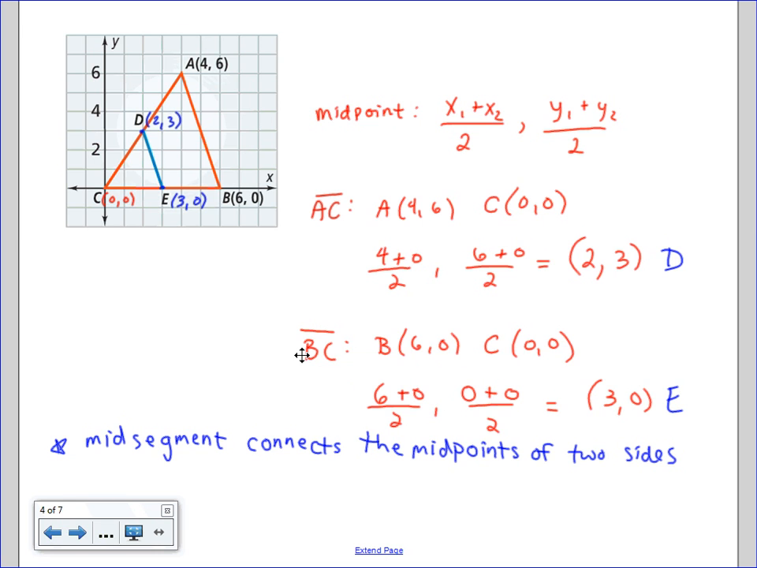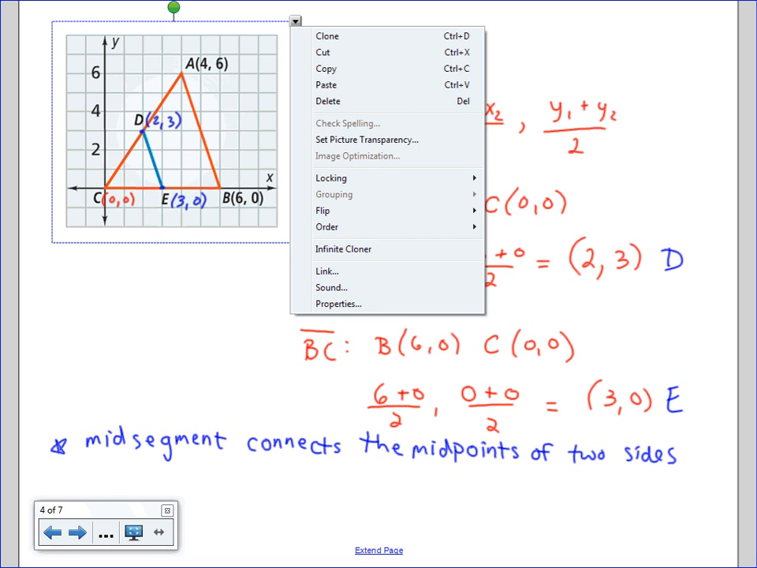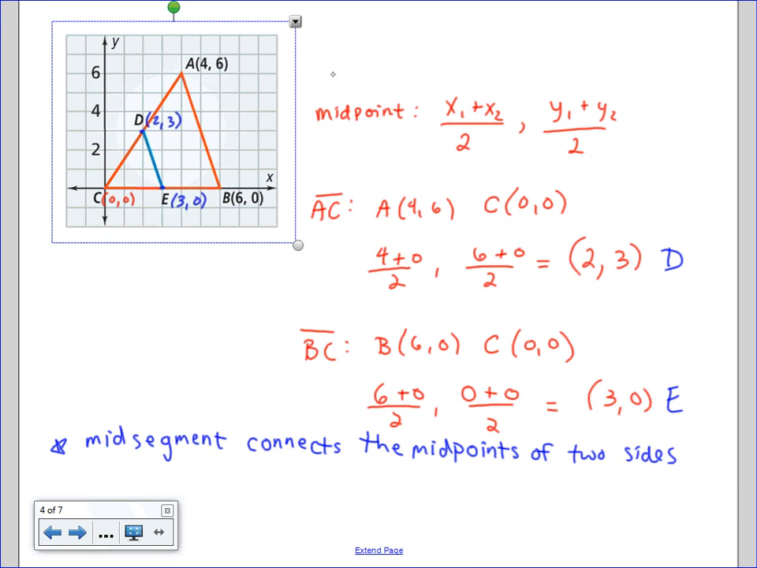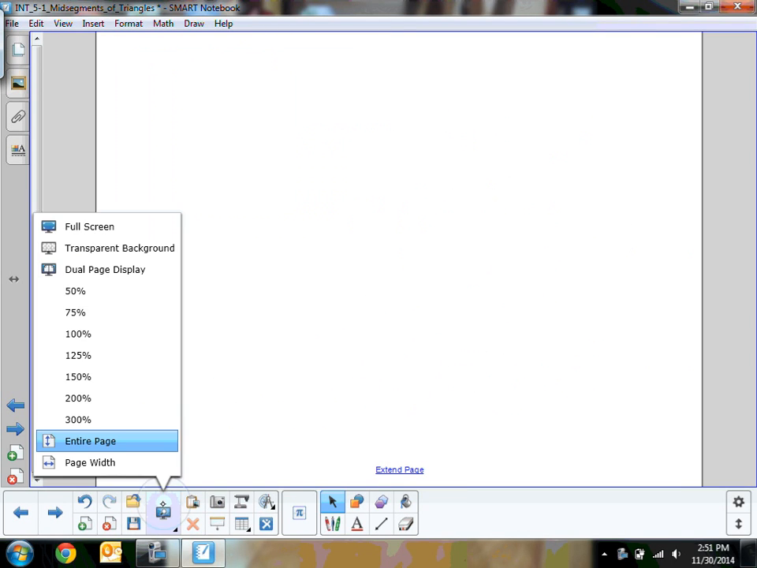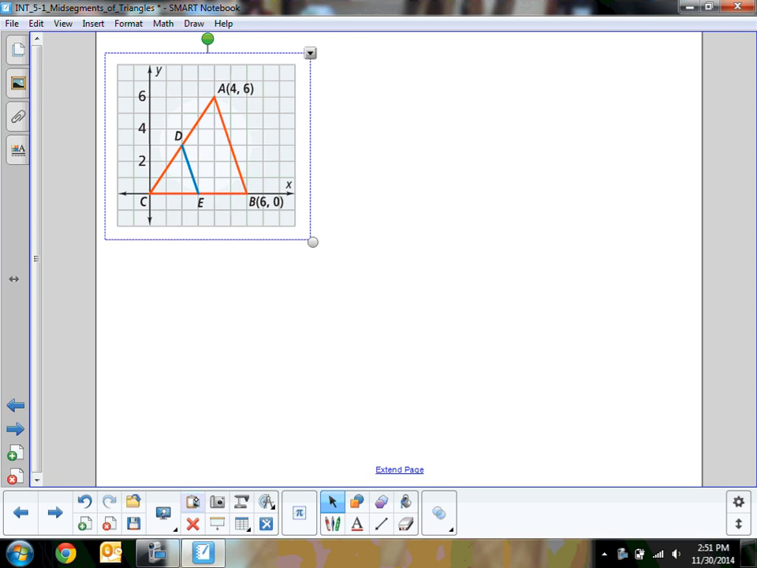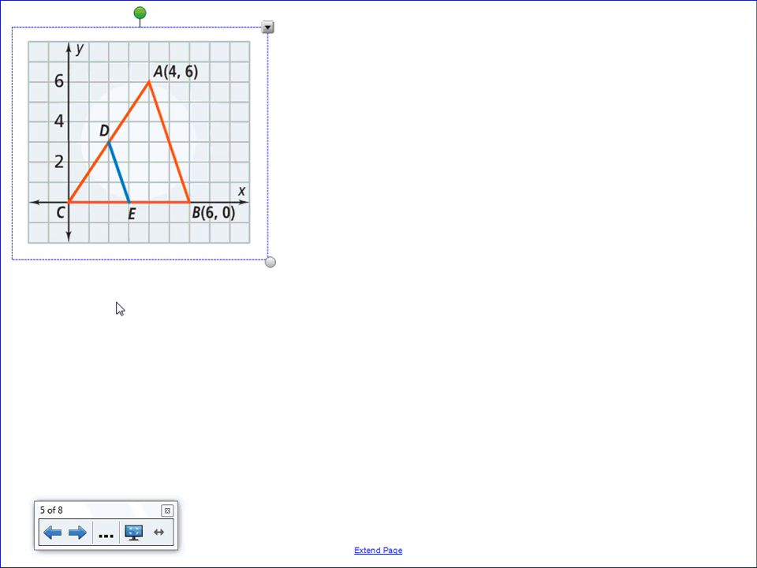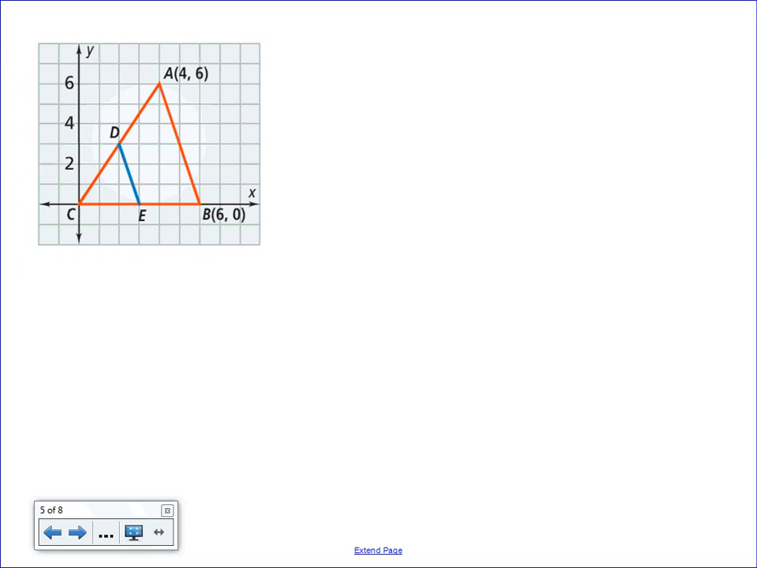So we've just discovered one property. We want to discover another property using slope. I think I'm going to add this to a new slide so that we don't have to write over the work that we just did. All right, so let's paste our picture in here. So this time we want to find a property using slope. So let's find the slope of DE. Remembering the coordinates of DE, 3, 0, there's 2, 3.